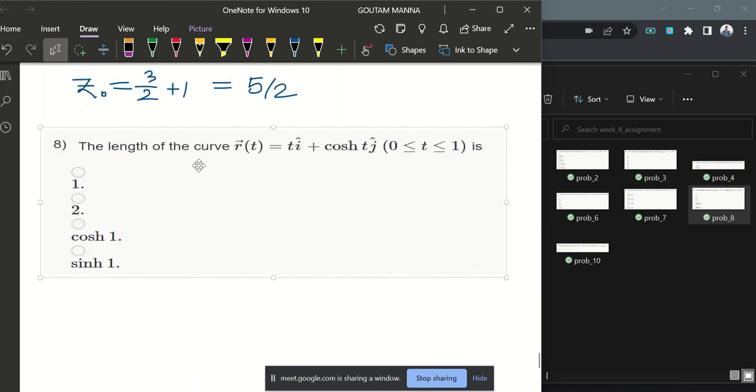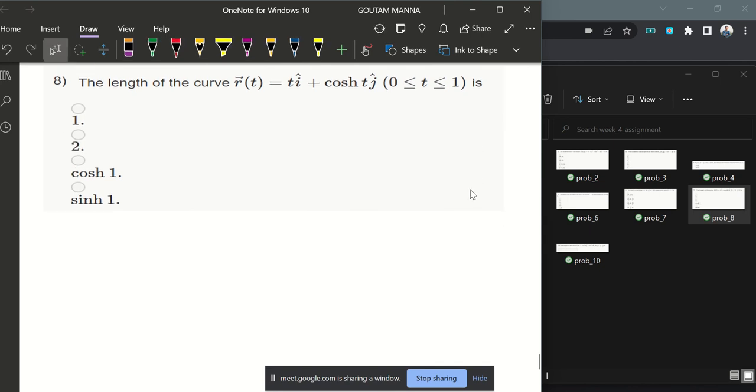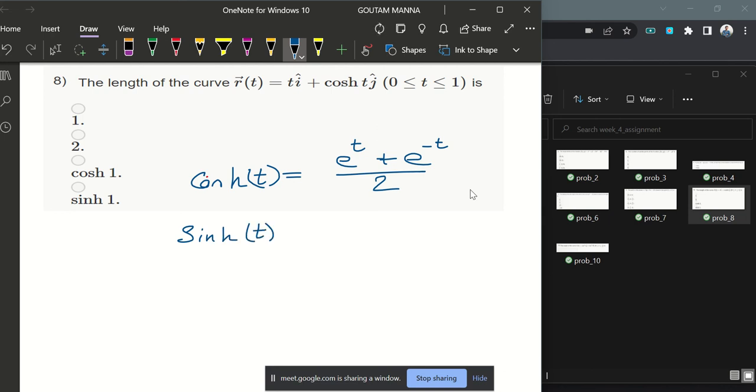So in this problem we are asked to find out the length of this curve, which is given by this radius vector, t i hat plus cosh t j hat. So cosh t is basically (e^t + e^(-t))/2, and sinh t is (e^t - e^(-t))/2.